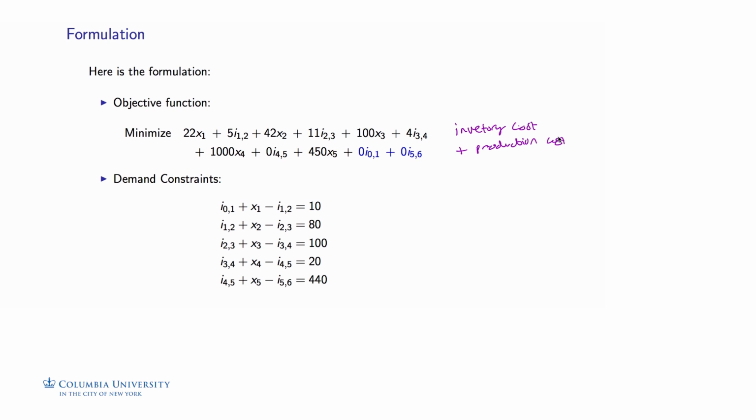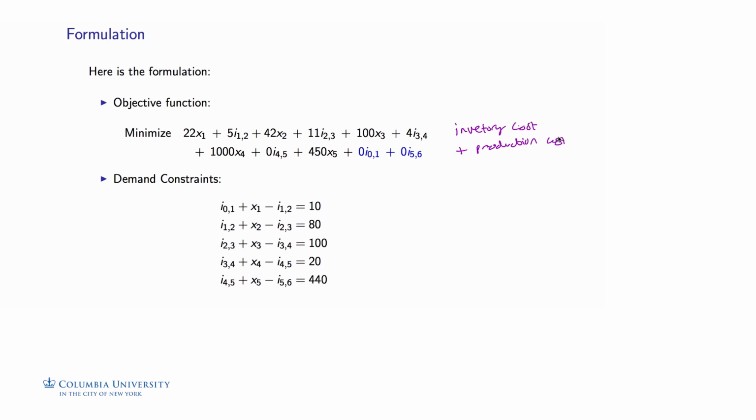Notice how I have I01 in blue and I56 in blue. This is because they have no cost in the problem, and I just added these variables. You could consider them as auxiliary variables to help when formulating the optimization problem, and also as a generalization for allowing the problem to have leftover inventory at the end.